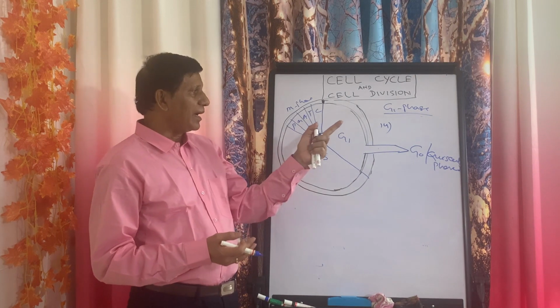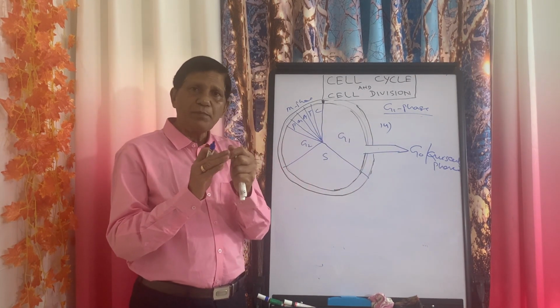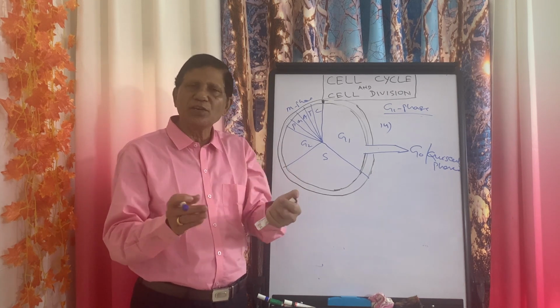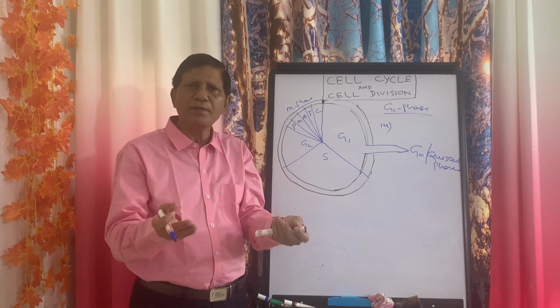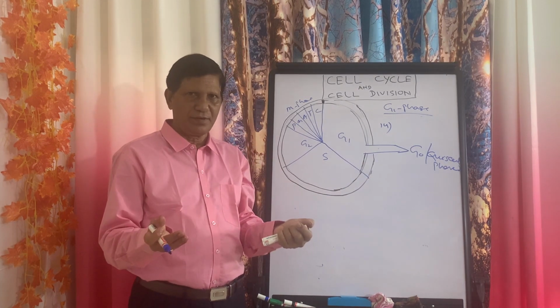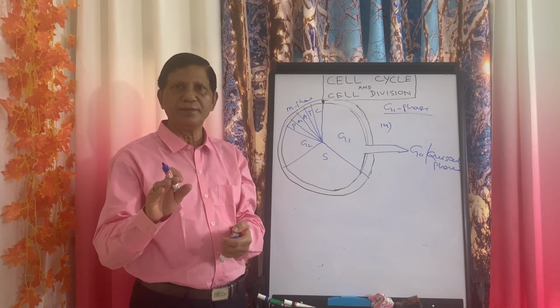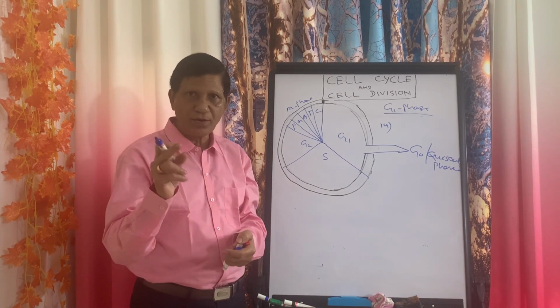So at that G0 phase, these cells are metabolically very active, because unless they are metabolically active, how will they survive, how will they live, how will they perform their activities. Metabolically they are active, but they do not proliferate, they do not divide, unless called on to do so.